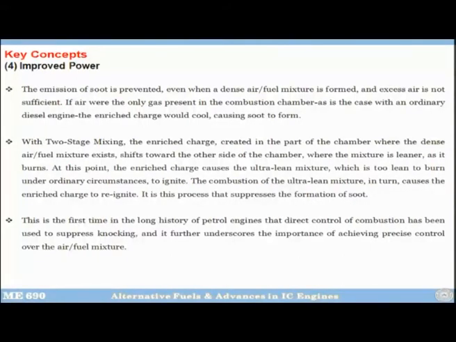So, by this two stage mixing process, we are able to suppress the formation of soot as well as suppress the knocking process. This is the first time in the long history of the petrol engine that direct control of combustion has been used to suppress knocking, and it further underscores the importance of achieving precise control of the air fuel mixing process.